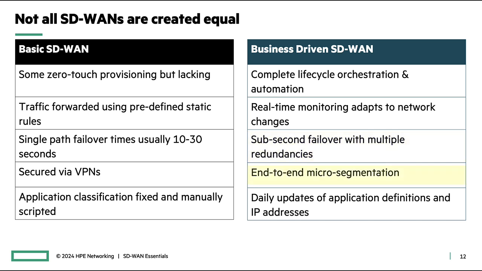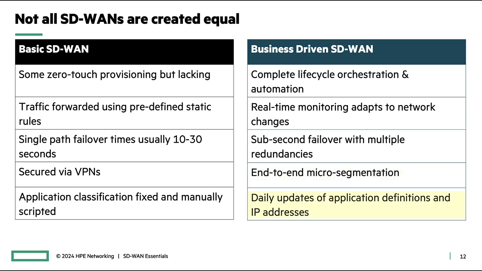You get end-to-end micro-segmentation. While a basic SD-WAN provides the equivalent of a VPN service, a business-driven SD-WAN provides more comprehensive end-to-end security capabilities, in addition to supporting things like a stateful zone-based firewall. An SD-WAN platform should orchestrate and enforce end-to-end micro-segmentation spanning the LAN to WAN and data center, and the LAN to WAN and cloud. And finally, you get secure local internet breakout for cloud applications.